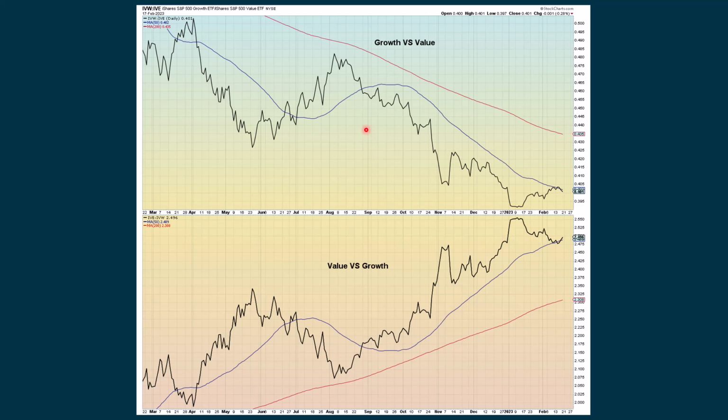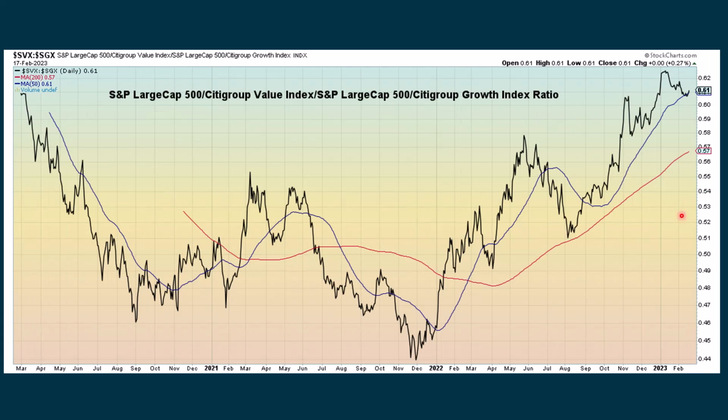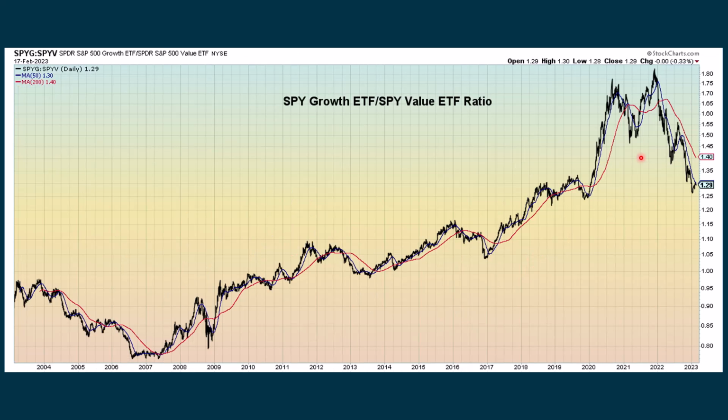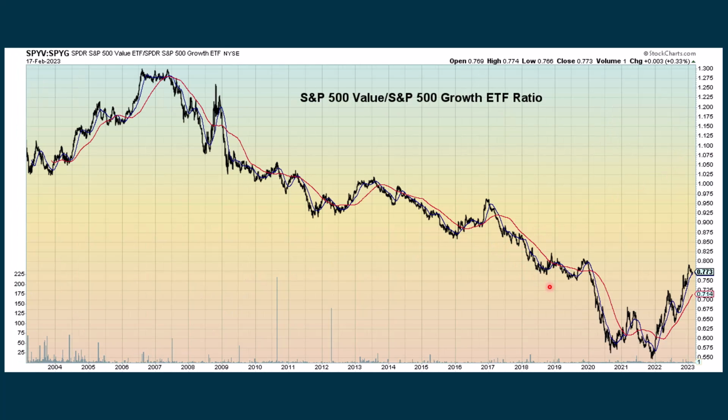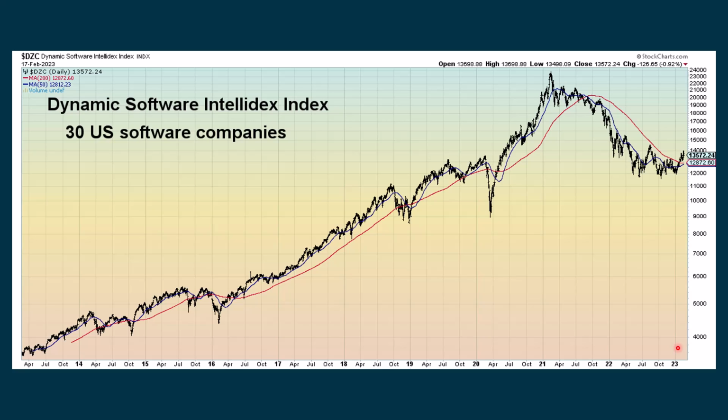The top chart is a ratio of growth to value, showing how growth has underperformed. The bottom chart is showing how value has outperformed. Here's another look using some indexes showing how growth has been really underperforming. This is an inverse of that same chart showing how value has been doing quite well. Here's some ETFs showing how the growth ETFs are underperforming while the value ETFs have been outperforming. And then the last chart is just a growth to value looking at some other indexes where we've been in an overall downtrend.